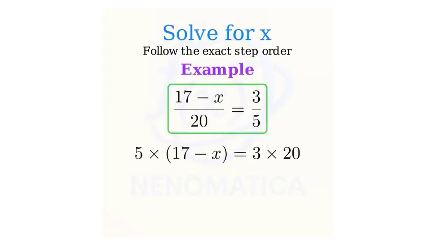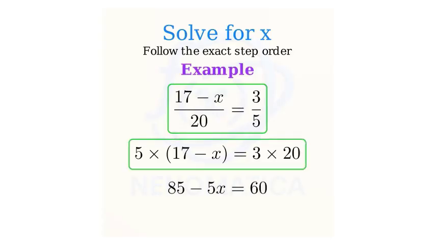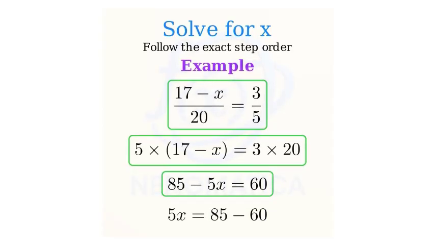Step 2. Cross-multiply to eliminate denominators. 5 times open parenthesis 17 minus x close parenthesis equals 3 times 20. Step 3. Distribute 5 on the left and compute 3 times 20 on the right. That gives 85 minus 5x equals 60. Step 4. Move constants to isolate the x term.